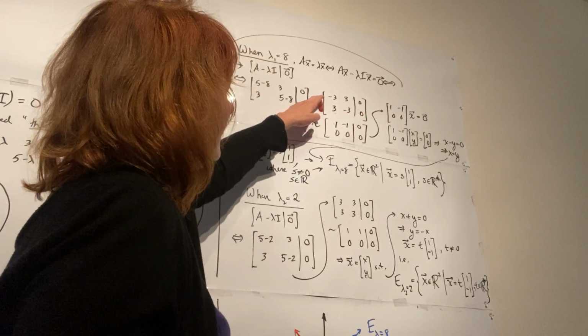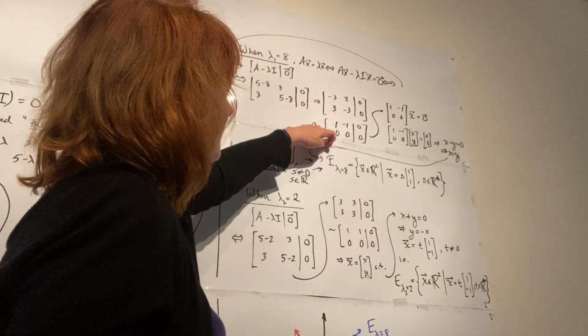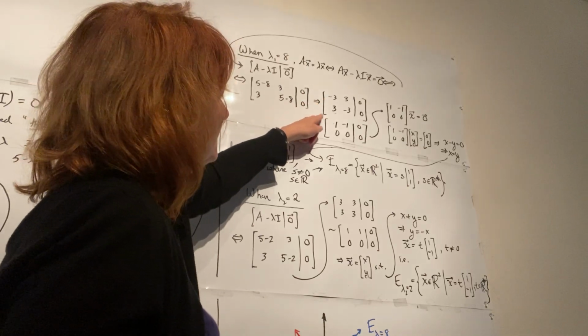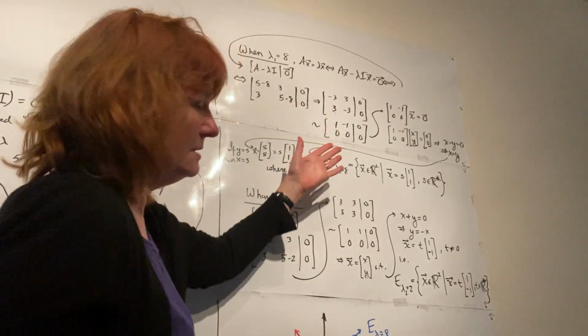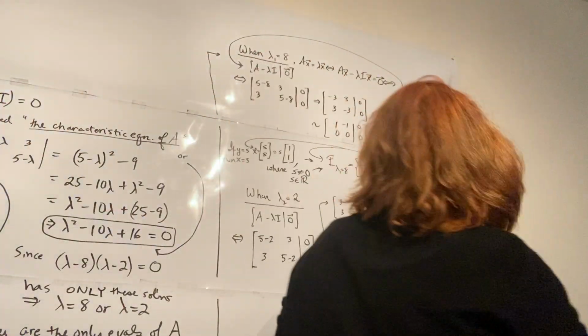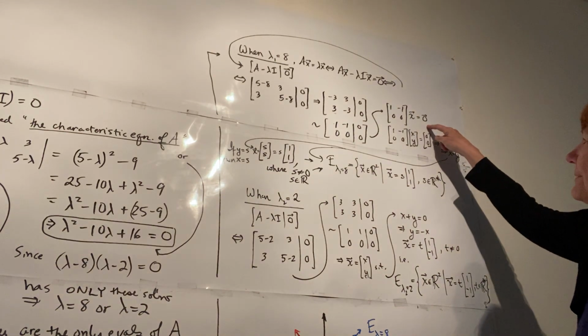Well, by adding row 1 to row 2, you would get all zeros in the bottom row. Multiplying the top row by negative 1/3, you could get something like this. You don't have to get this, but this is nice. What does it give us? That this matrix times x is equal to 0.